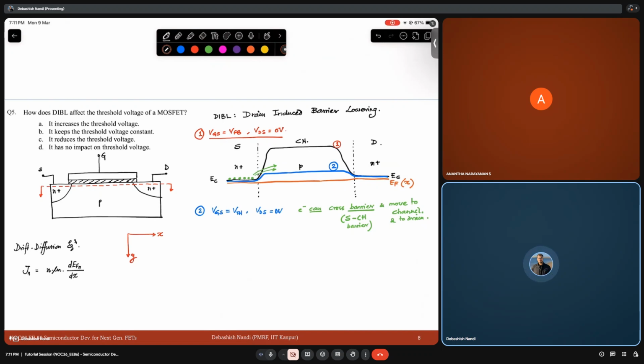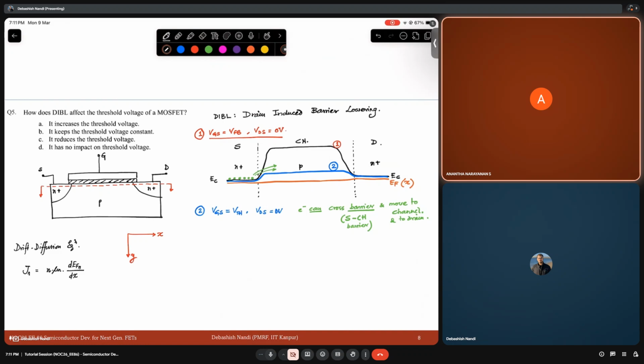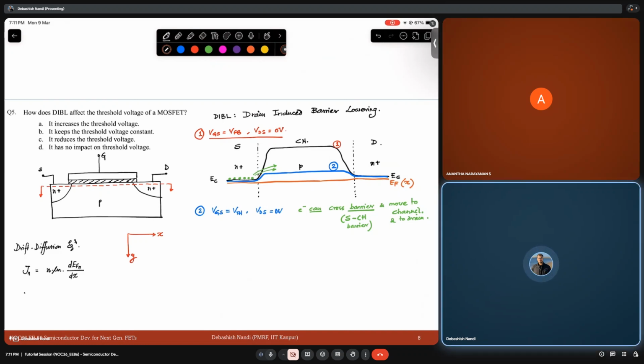This is the quasi-Fermi level, right? Yes, sir. So if my VDS is equal to 0 volt, then my dEFn/dx will be 0. So Jn will be 0. So why will there be a current and why will there be a difference?